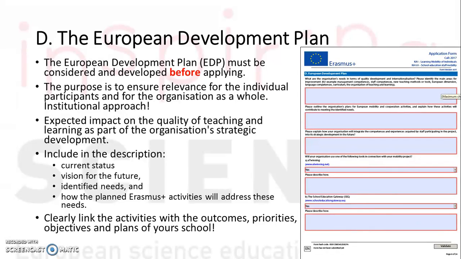The heart of the application is the school development plan. I mentioned this European school development a couple of times before in my previous video tutorials. It's something that officially must be considered and developed before applying. So what does that mean? That means that you cannot write in the application that this is something you will do once you know if you have received the funding.